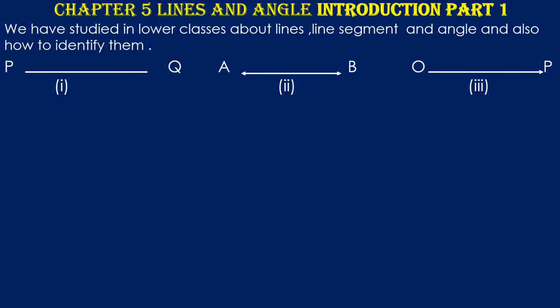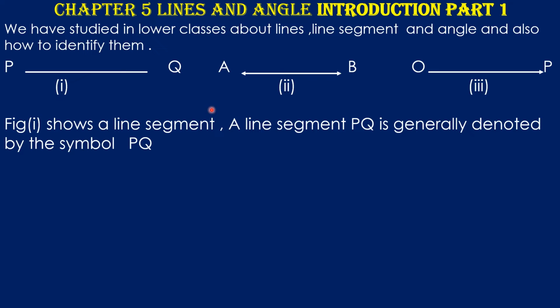Let us start chapter 5 lines and angles introduction part 1. So in our previous classes we have studied about a line segment, angle and also how to identify them. Here we have three pictures. So let us understand what it is. The first one, a line segment.